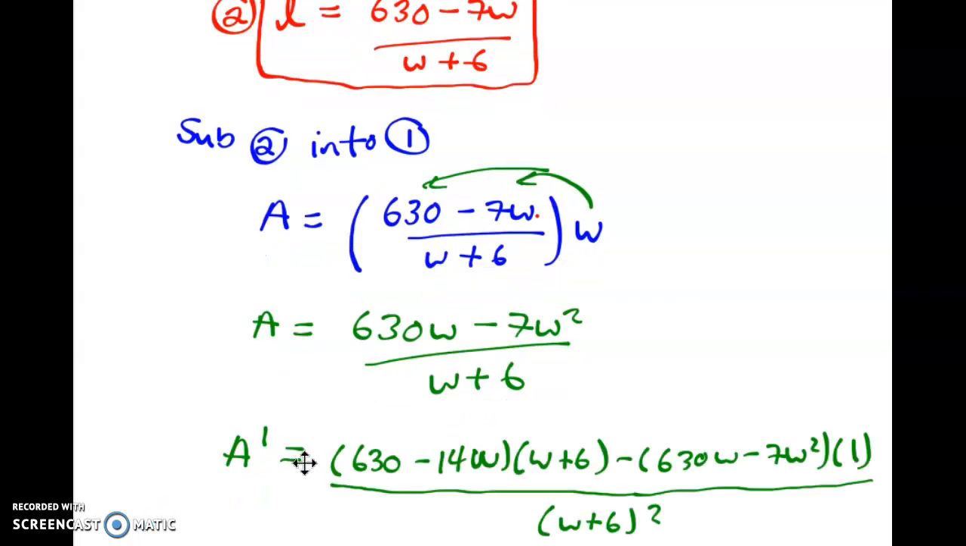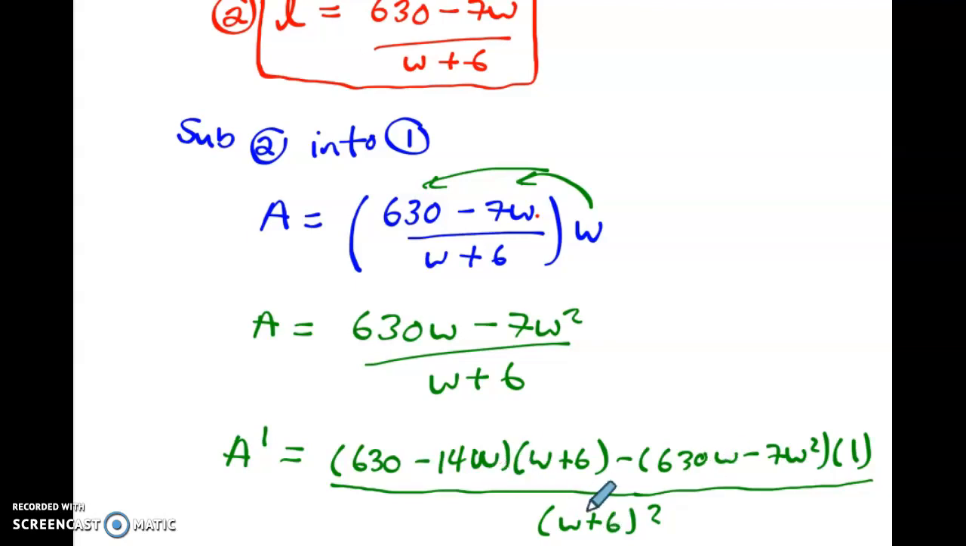So there it is once we've applied the quotient law. We took the derivative of the numerator times the denominator left alone minus the numerator left alone times the derivative of the denominator all over the denominator squared. Our next step is going to be to simplify this if possible. Or you could set the derivative equal to 0 first and then simplify.